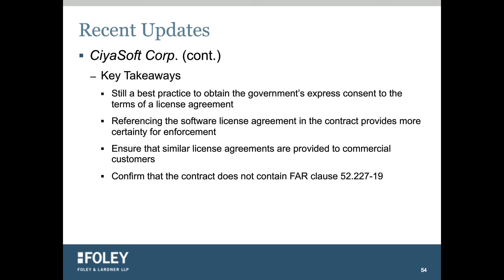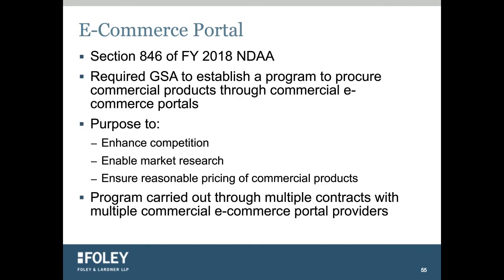And the last topic is the e-commerce portal. It's been a hot topic, but the government is required to establish a program to procure commercial products through this e-commerce portal. And the government's still in the process of doing their planning and research for it. But basically, it can't be an existing system. So it's not FedMall, it's not GSA Advantage. I'd say it's something more akin to Amazon, right?